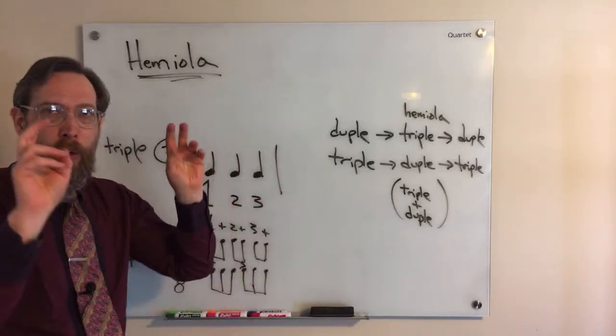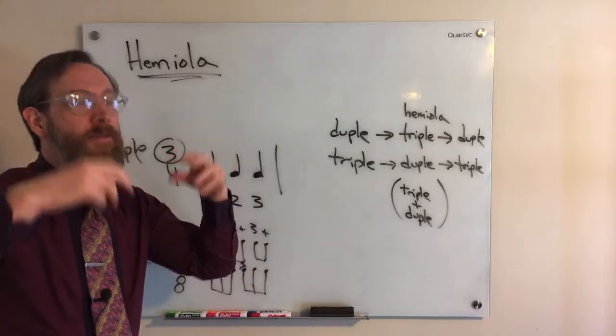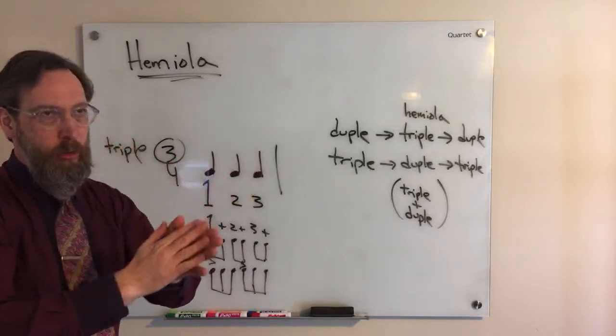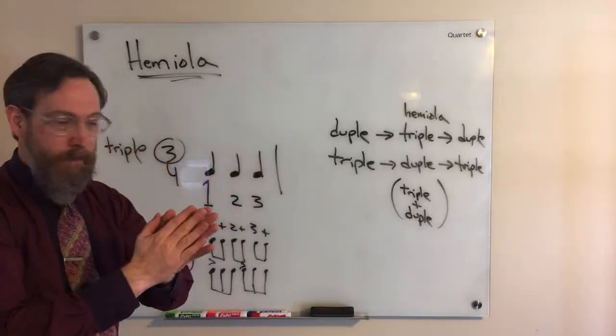So you can count what's called the little beat, 1, 2, 3, 4, 5, 6, or you can count the big beat, the 1 and a 2 and a 1, 2.